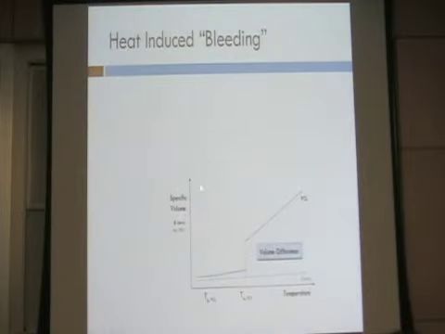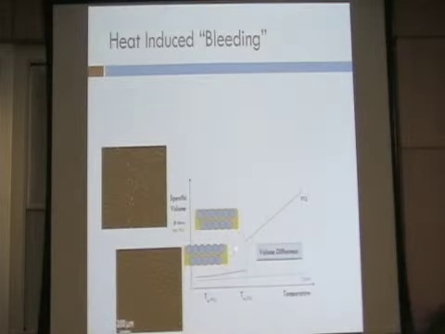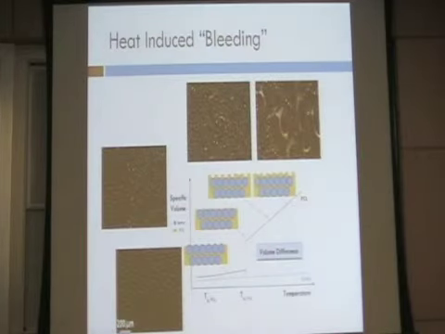If we look at specific volume as a function of temperature for both the thermoset and thermoplastic phases, at room temperature pretty much nothing can happen. But if we go above the melting temperature of the thermoplastic, we have a huge increase in volume of the thermoplastic phase, because of the phase transition from a solid to a liquid. If we keep raising the temperature, we get an even larger volume difference due to the relatively large volume expansivity of the liquid thermoplastic phase.